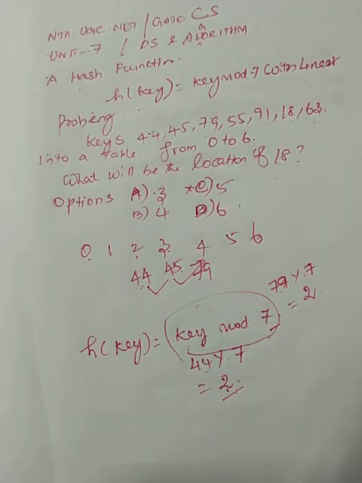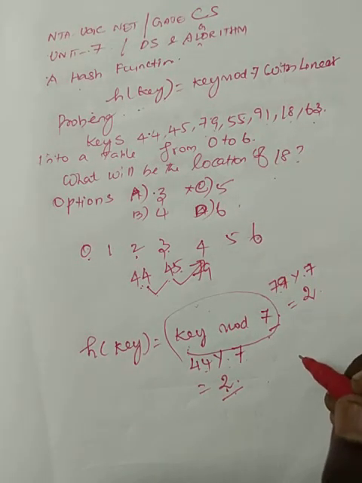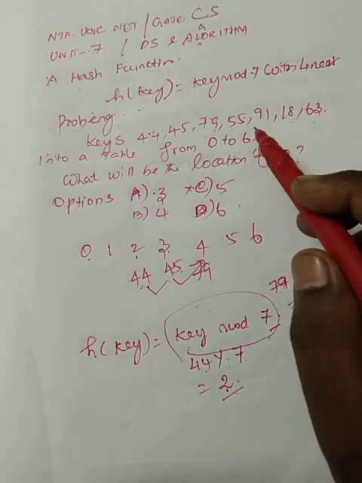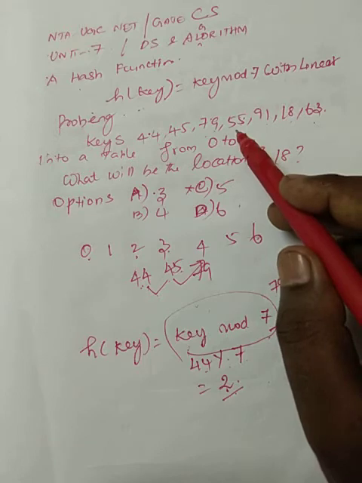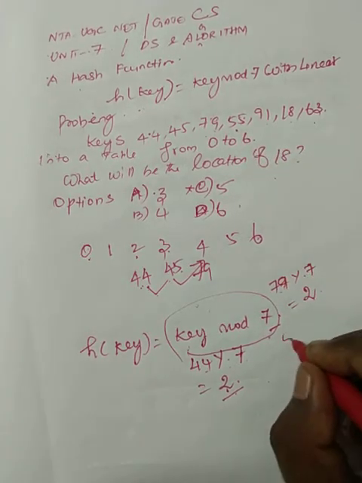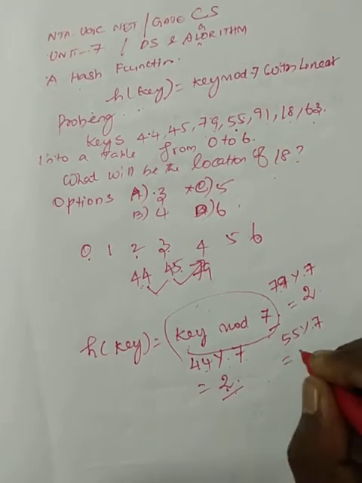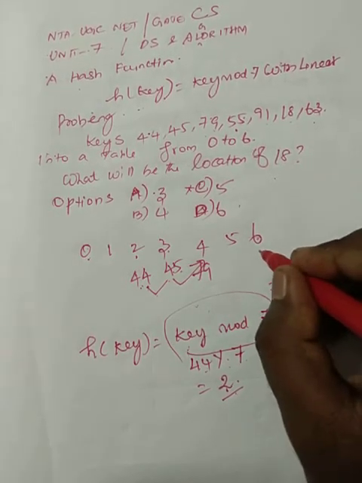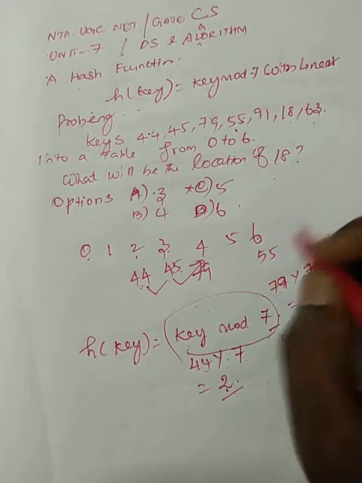Now the next data is 55. In 55, how many 7s are there, and what is the remainder? 7 into 7 is 49, so the remainder is 6. 55 mod 7 equals 6. So now we can place 55 at the sixth position.